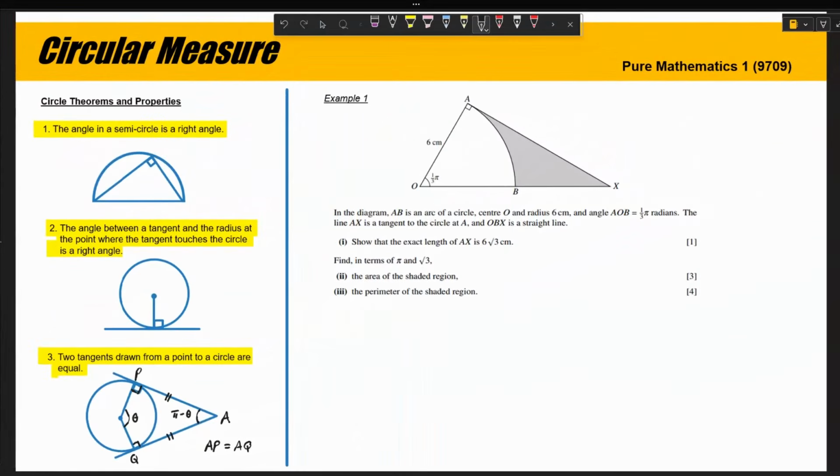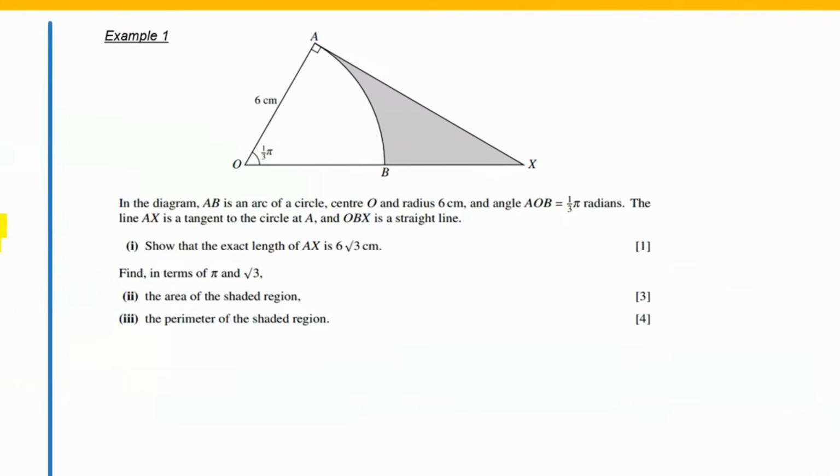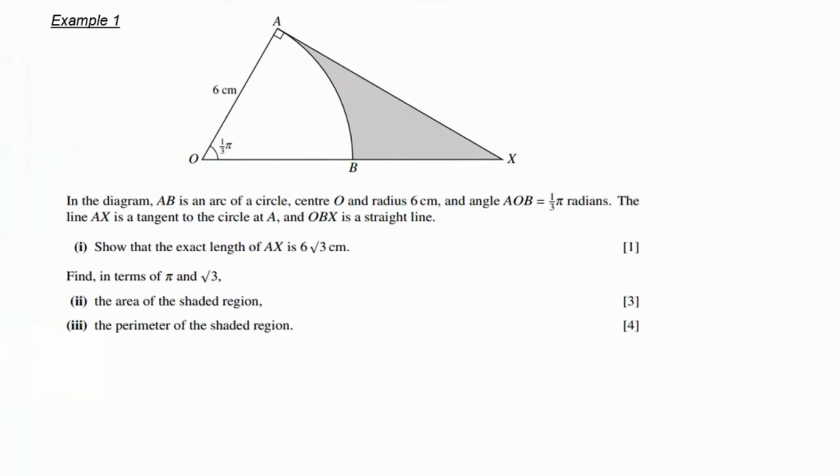All right. So now let's look at a few examples. We're going to start with this question here, which says, in the diagram, AB is an arc of a circle, center O and radius 6 centimeters, and angle AOB is a third pi radians. The line AX is a tangent to the circle at A, and OBX is a straight line. So in part 1, show that the exact length of AX is 6√3 centimeters. Alright, so let's answer that.